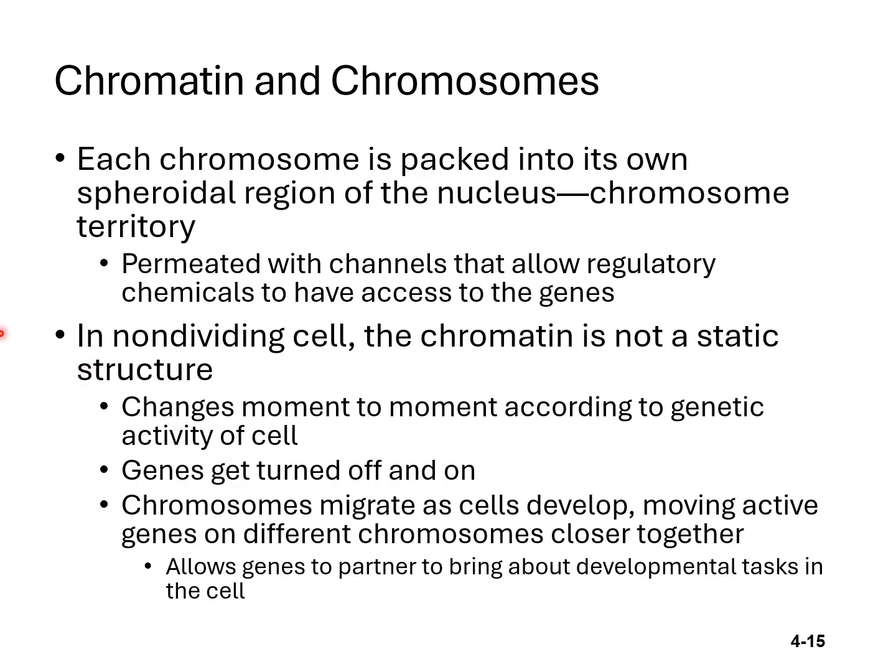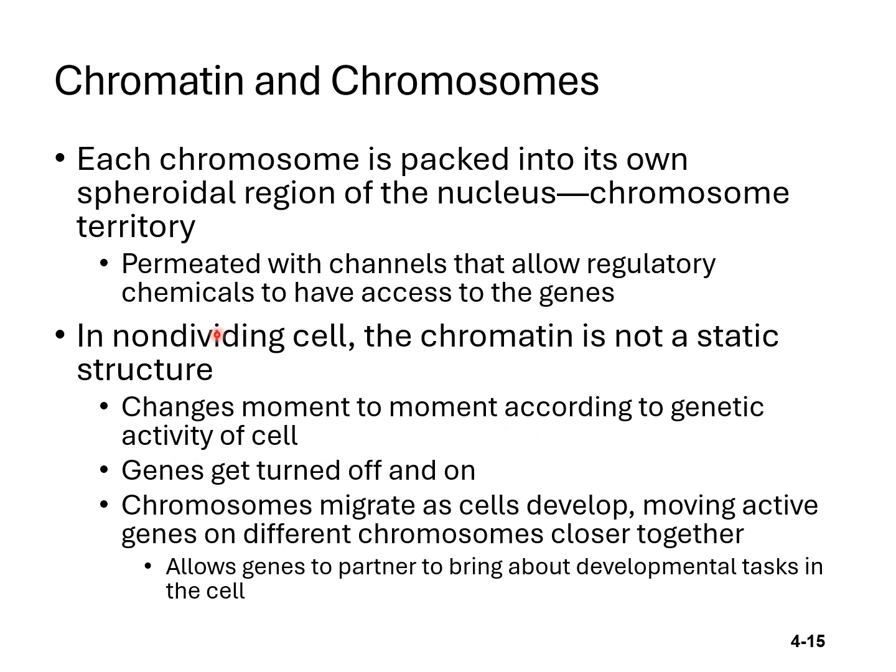So, chromatin and chromosomes. Each chromosome is packed in its own spheroid region in the nucleus, called a chromosome territory. In the nucleus, you're going to have chromosomes. They have channels that allow regulatory chemicals to have access to the genes. Those little nuclear pores allow things to come in and go out. In non-dividing cells, the chromatin is not a static structure. It moves around, and they call it chromatin because it's not as tightly packed. It changes moment to moment according to the genetic activity of the cell.